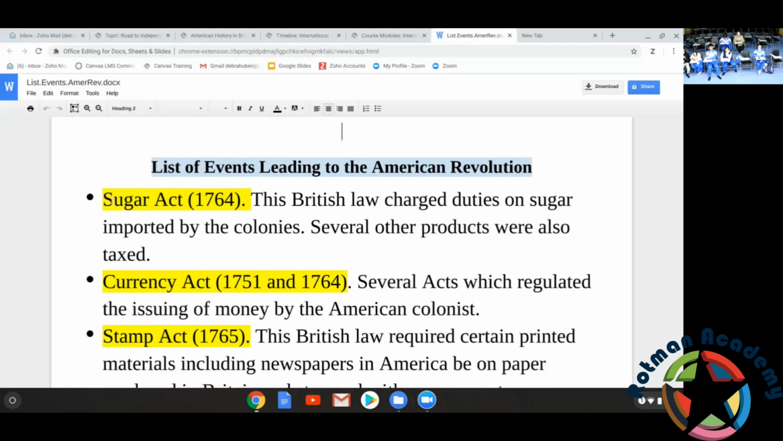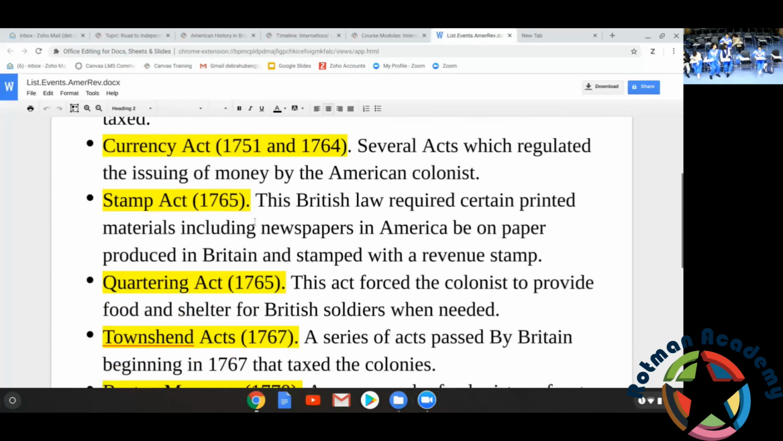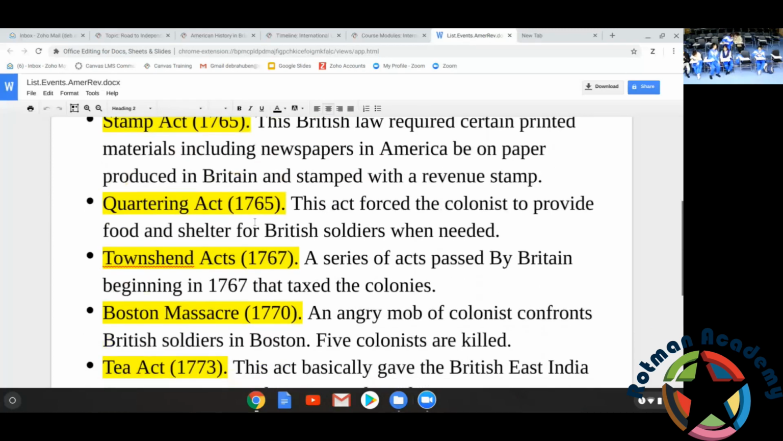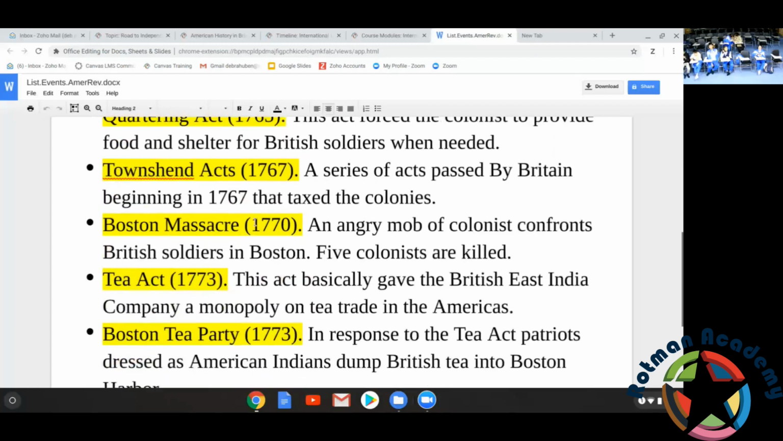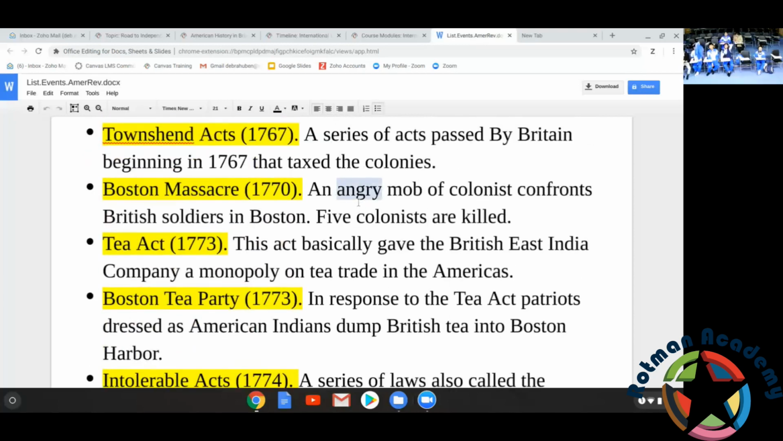So can you see this in the yellow here? Yeah. Okay, what does that say? Sugar Act, 1764. Good, very good. So Britain made all of these acts or laws and this is the result of these laws. The colonists continued to get, what word is that? Angry. What does that mean? Were they happy or mad? They're mad about something. Right, and some of the things they're mad about are all of these events.